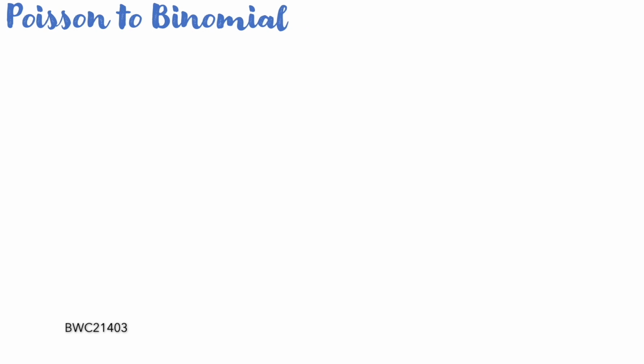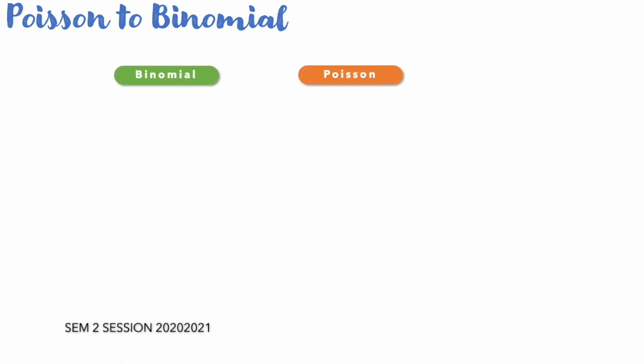Poisson to binomial. So again we will revise the probability models for binomial and Poisson. This is for the binomial and this is for Poisson. Now we can use Poisson's model to estimate probabilities in binomial distribution. You can see that there are some differences.